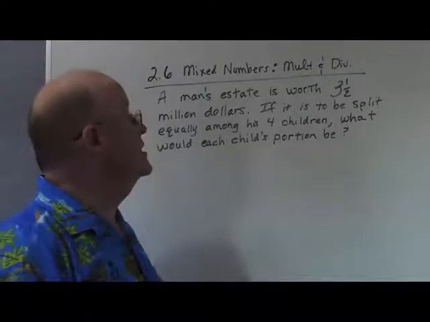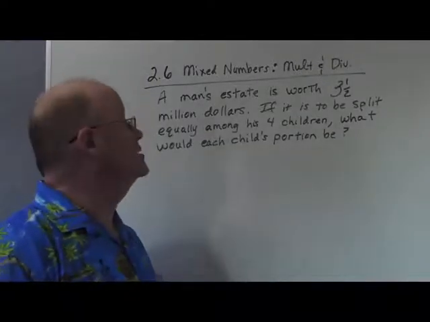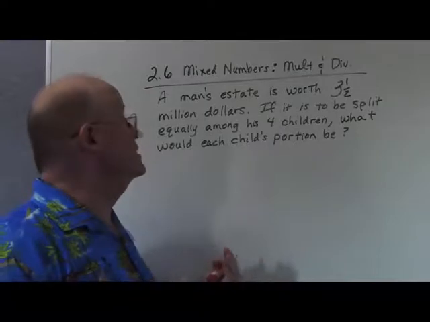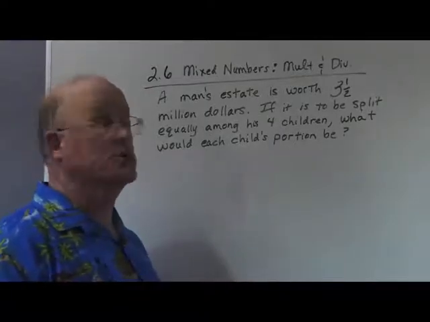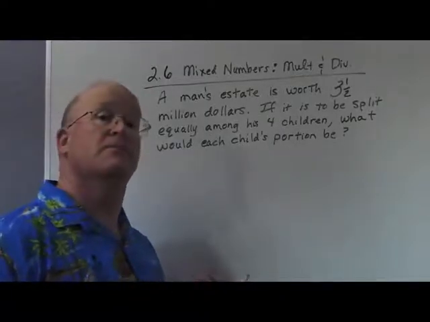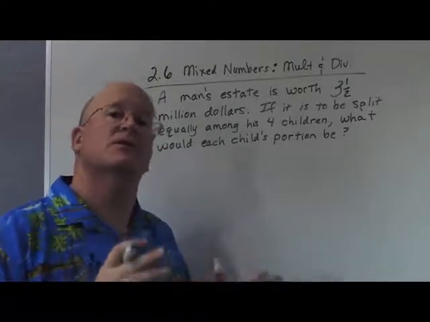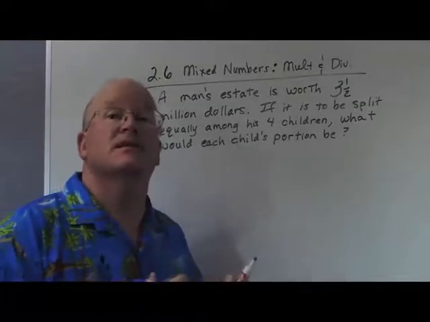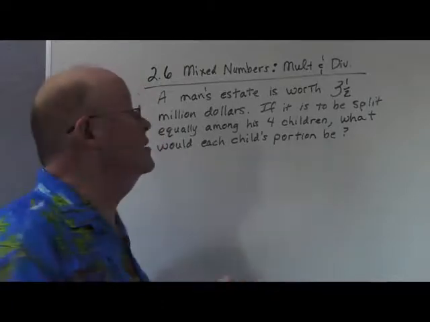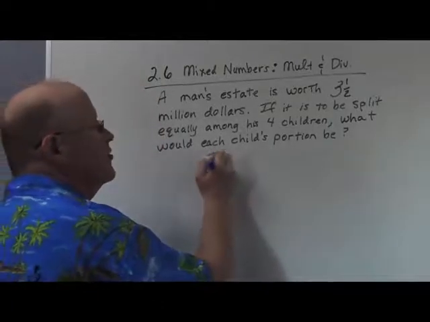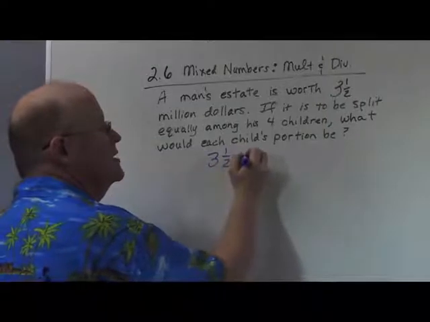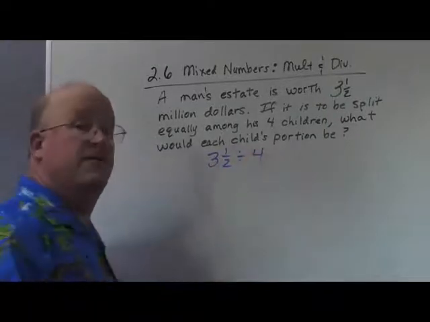A man's estate is worth $3.5 million. If it's to be split equally among his 4 children, what would each child's portion be? Okay, we're splitting something up. That pretty much tells you we're going to be dividing his estate into 4 equal parts. So we would be taking $3.5 million and dividing that by 4.